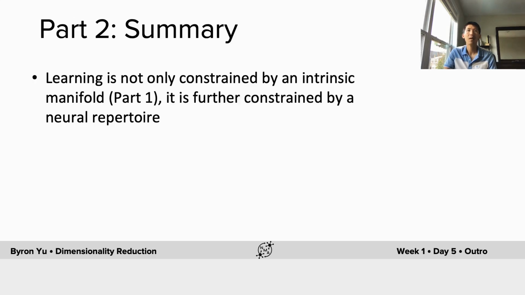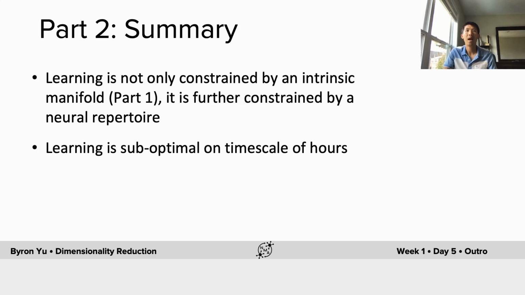So what this shows is that learning is not only constrained by an intrinsic manifold from part 1, it is further constrained by a neural repertoire, meaning that over the course of 1 to 2 hours, it seems that the animal does not produce new neural activity patterns, but rather it uses its existing neural activity patterns at different times. And a corollary of this is that learning is suboptimal on the time scale of hours. The optimal solution would have been hypothesis 1, which was not the winner.